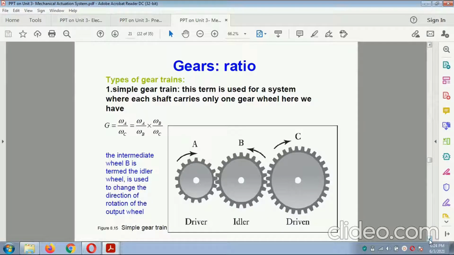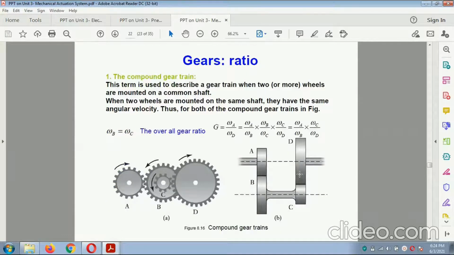The simple gear train. This is a train carrying one gear wheel between, that is WA upon WC, equal to WA upon WB times WB upon WC. So the driver gear moves the idler gear, which moves the driven gear. The direction of the driver and driven gear is the same, while the idler gear is opposite. The intermediate gear is termed an idler wheel and is used to change the direction of rotation of the output wheel. The compound gear train.